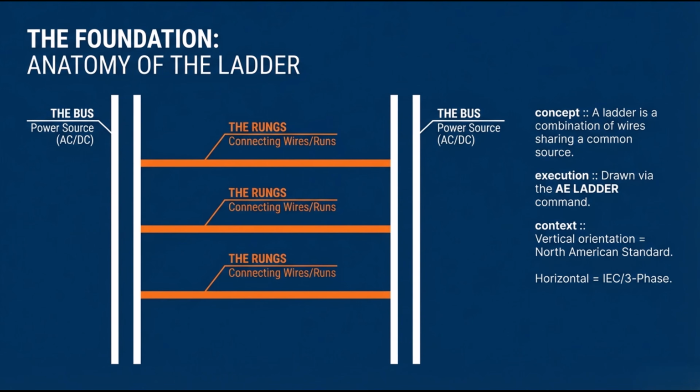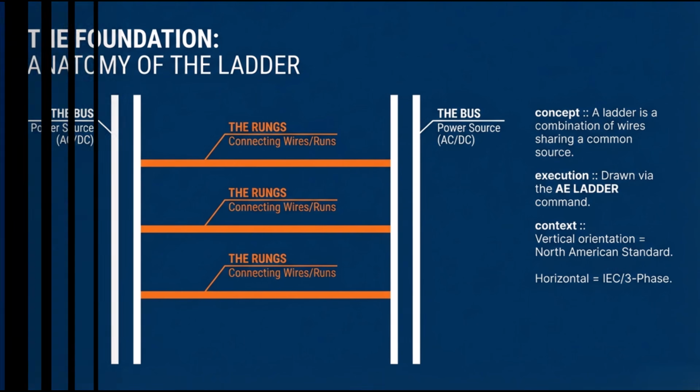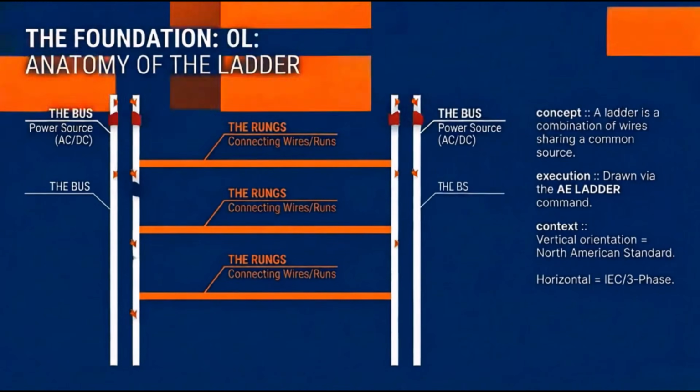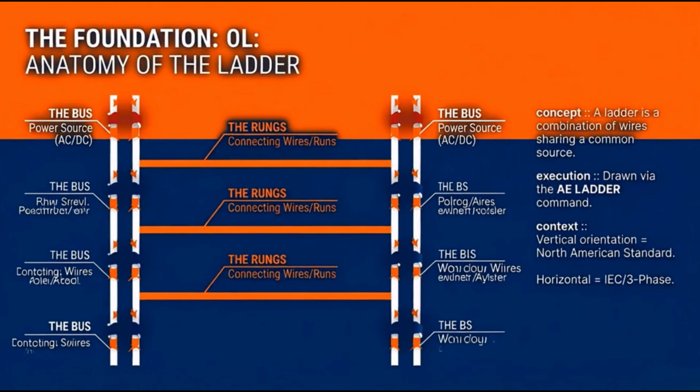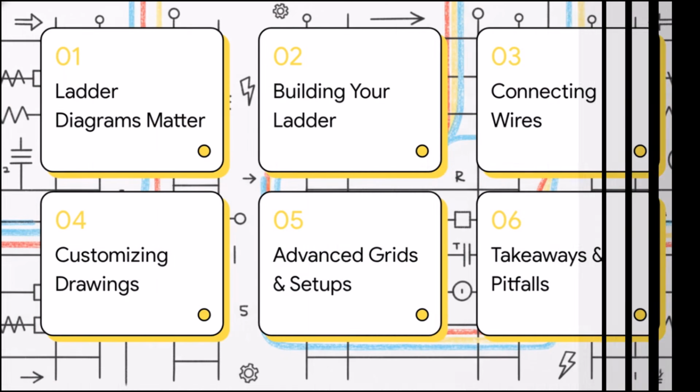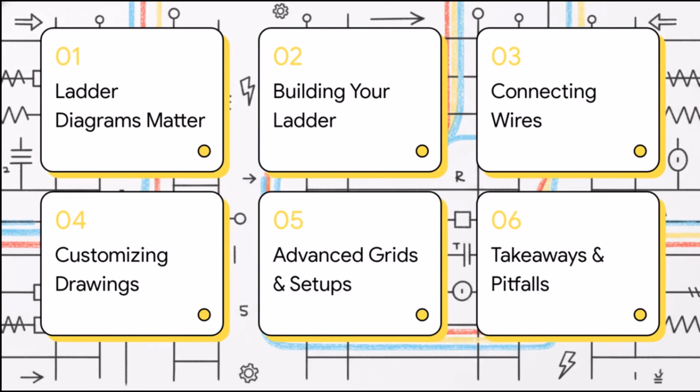So think about those vertical rails, the sides of the ladder. In the software and in physical reality, inside the control panel, those are your bus wires. Okay, so they represent your main power supply. Right. So if we were dealing with a DC circuit, one rail is your positive bus and the other rail is your negative bus. Yep. And if it's AC, it's your hot and your neutral. So you have this potential energy, this voltage, just standing ready at those vertical rails.